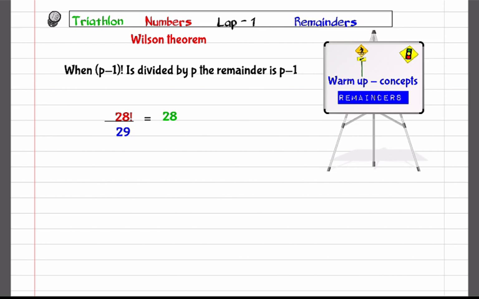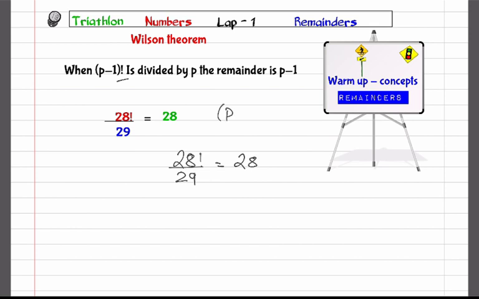After the Chinese remainder, we move on to our Wilson's theorem. Now, what is Wilson's theorem? As it is being stated, when p minus 1 factorial is divided by p, the remainder is p minus 1. What does this state? So 28 factorial is divided by p, which is my prime number. Yes, 29 is my prime number. Divided by this will give me a remainder which is p minus 1, which is 28 in this case.